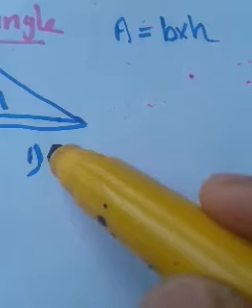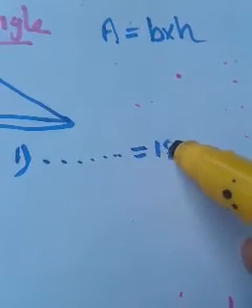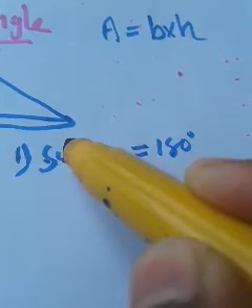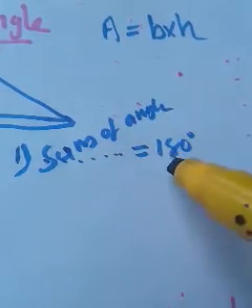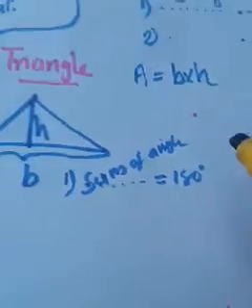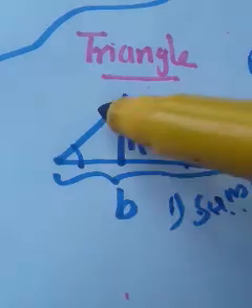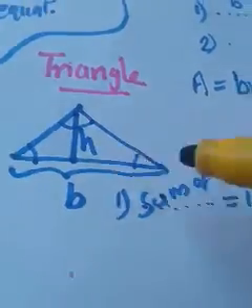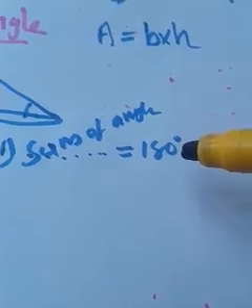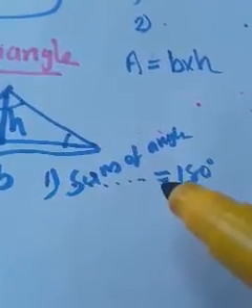What all are the specialities of triangle? First speciality is sum of the angles is equal to 180 degree. Sum of angles is equal to 180 degree. What is the meaning of that? When you add this angle and this angle and this angle, you will get 180 degree. Sum of all the three angles should be 180 degree. This is the one speciality.